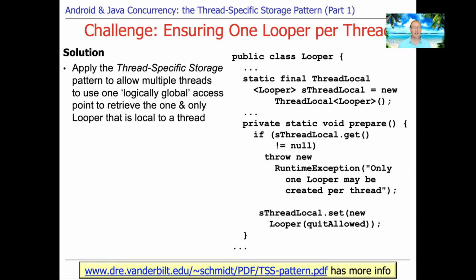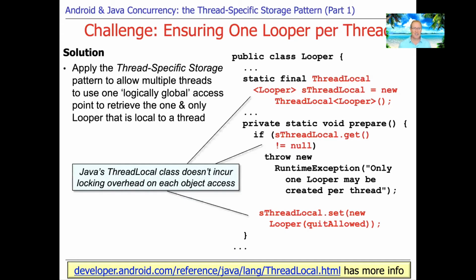So a better approach for situations where you need one of something per thread is often to apply the thread-specific storage pattern. This allows multiple threads to use a logically global access point. So it looks like it's global from a programming point of view, but in fact it's implemented in a thread-specific way. So you can access the one and only looper that's actually local to the thread. And the nice thing about using Java ThreadLocal, which is the Java way to implement the thread-specific storage pattern, is that it doesn't incur locking overhead on each access to the object because it's nestled away inside the internal state of the thread.